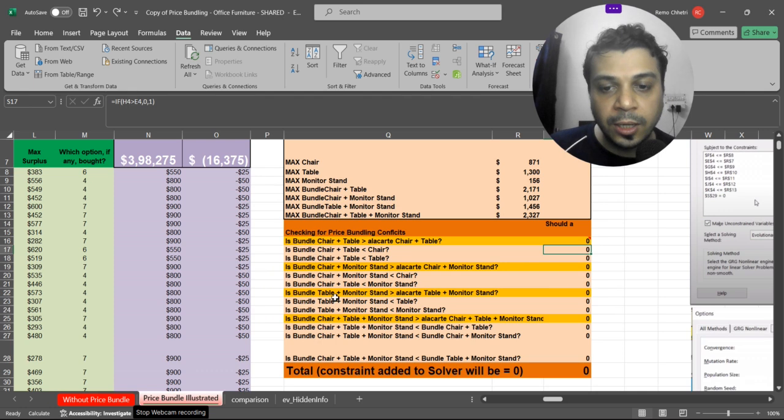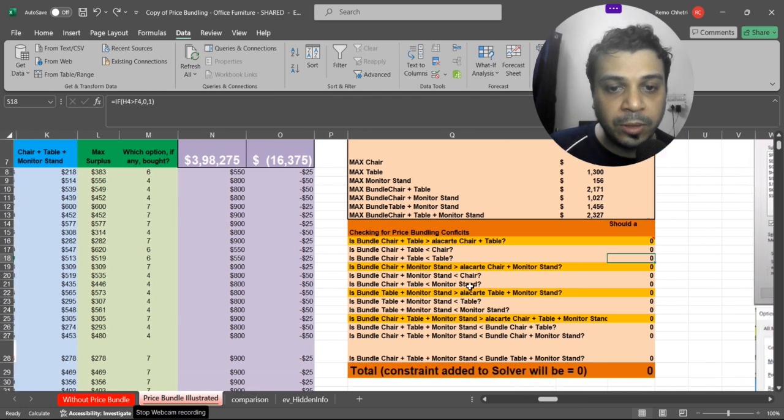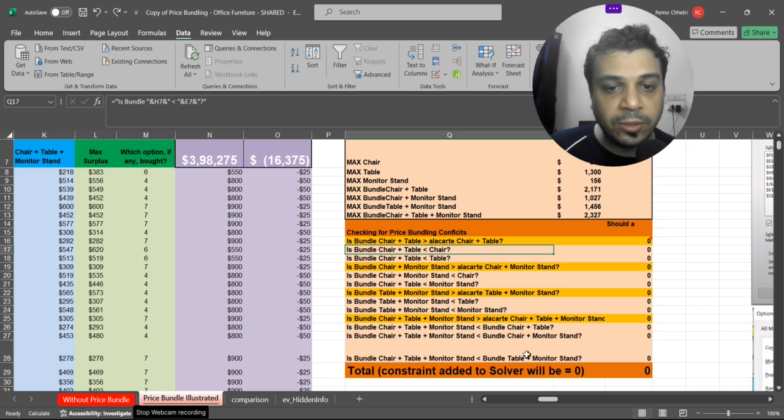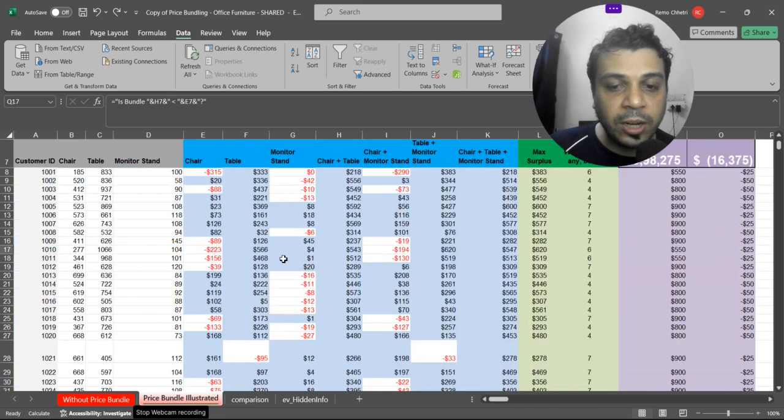So for instance, when the bundle price for the chair and table is less than the table or not, when this question has been raised, there's an if statement going on here. You'll see when this is satisfied, it's 0, meaning that a necessary condition has been satisfied, which is fine, because the chair plus table bundle price is less than that of the table. You have to check it for both cases, right? So for the chair as well as for the table.